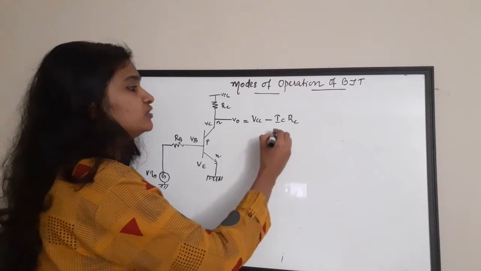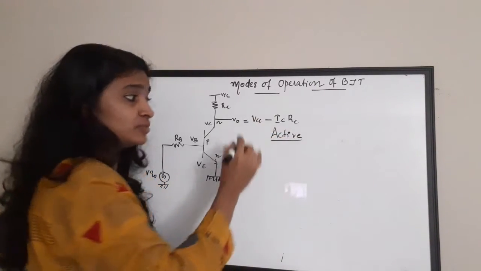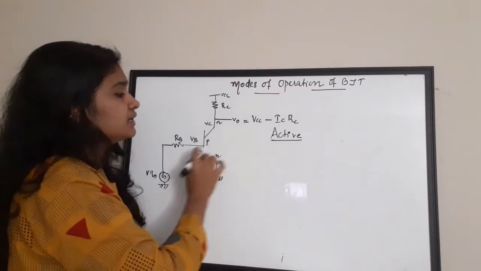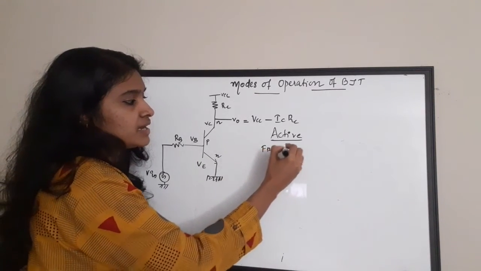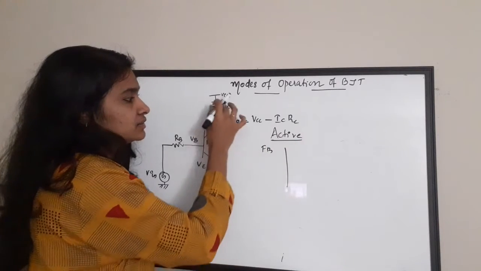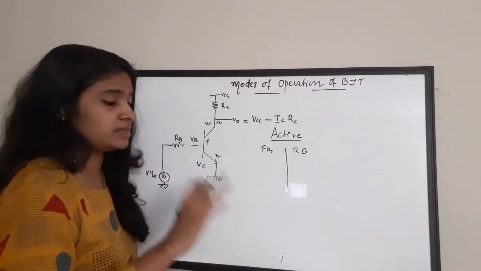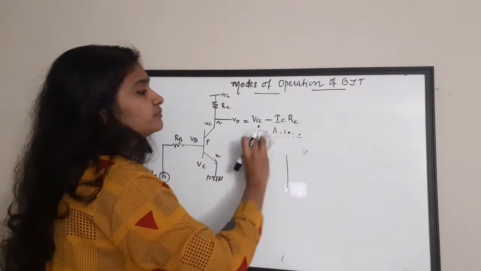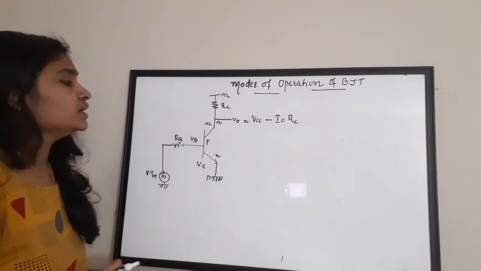Okay, active mode means what? Active means, I'm going to write the conditions again. The base emitter region is forward biased and the collector base region is reverse biased. So keep this thing in mind. Okay. Now, what is the condition to achieve this?